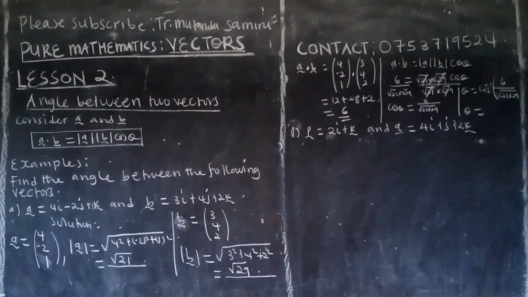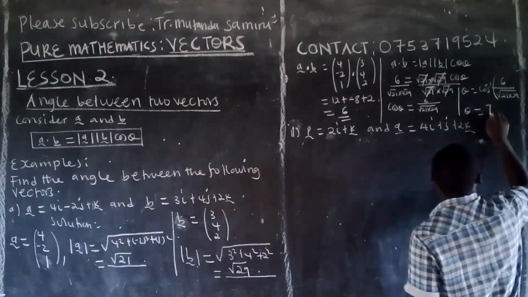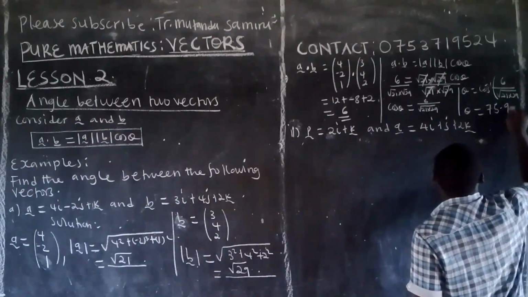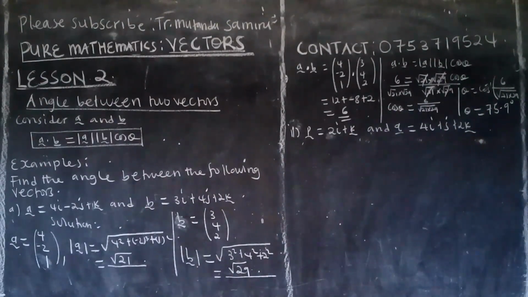And when you get the inverse, we press cos inverse of 6 over the square root of 21 times 29. The answer we have is 75.9 degrees. These angles are reported to 1 decimal place. Good.